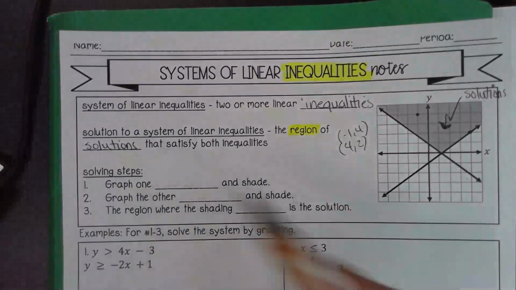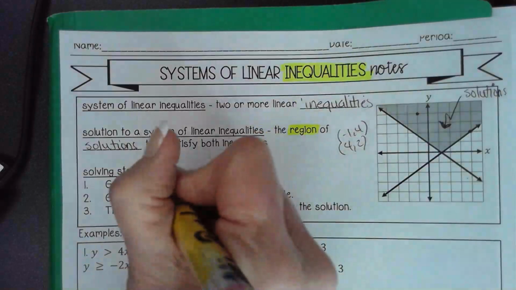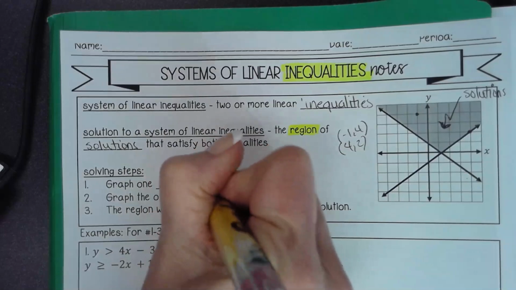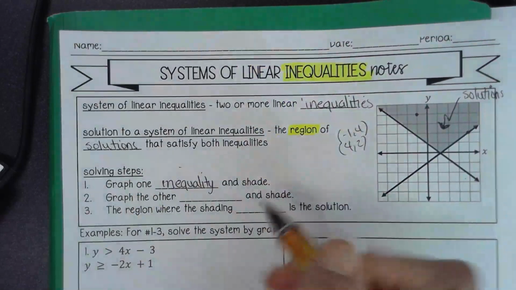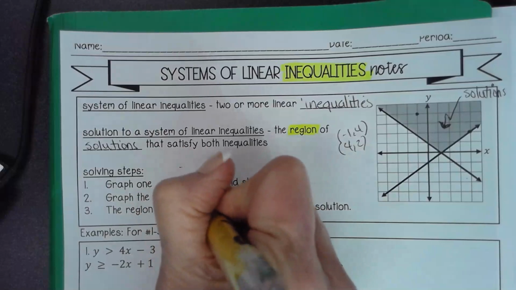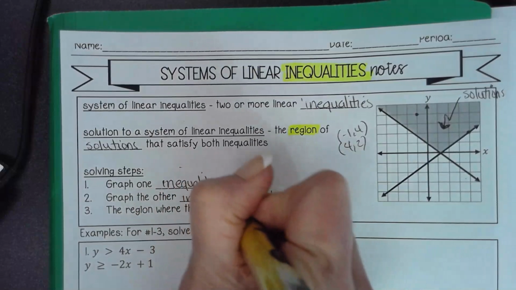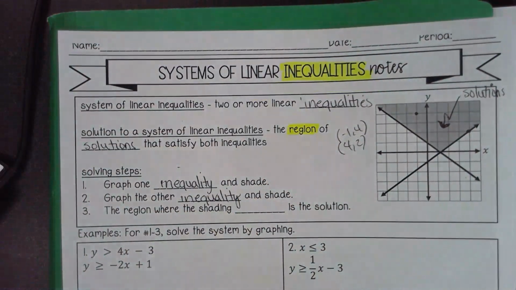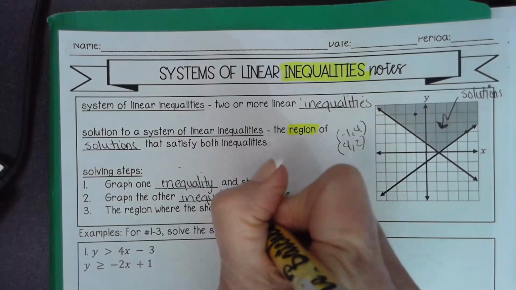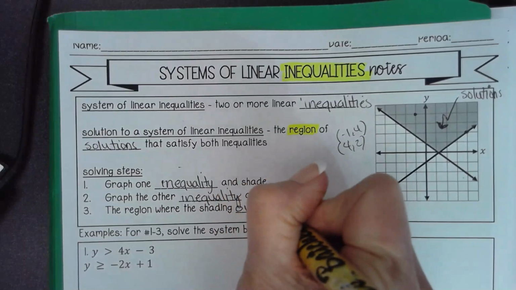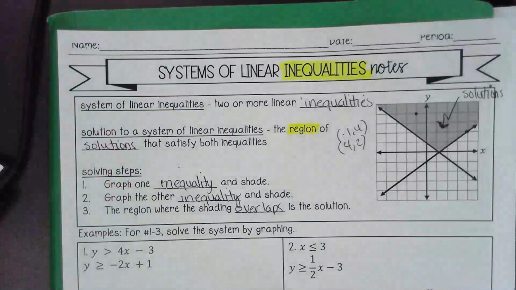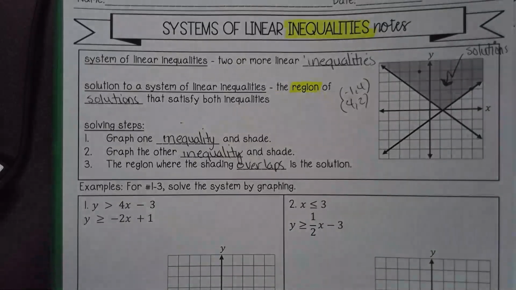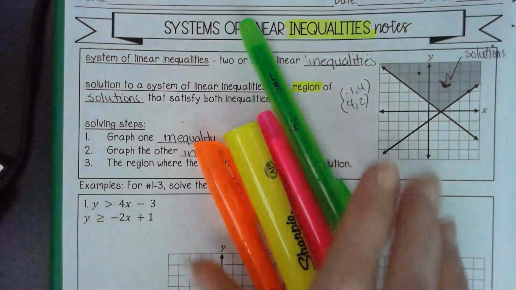So steps: graph one inequality and shade it. Graph the other inequality and shade it. And the region where the shading overlaps is a solution.